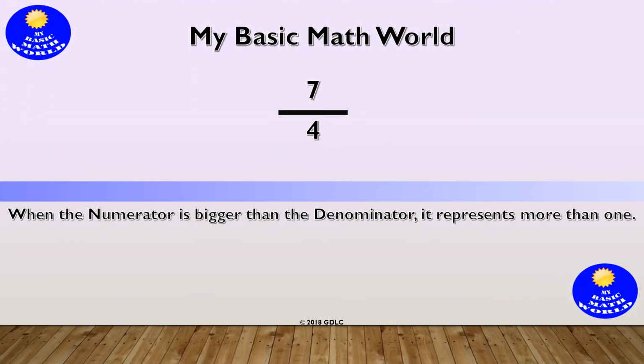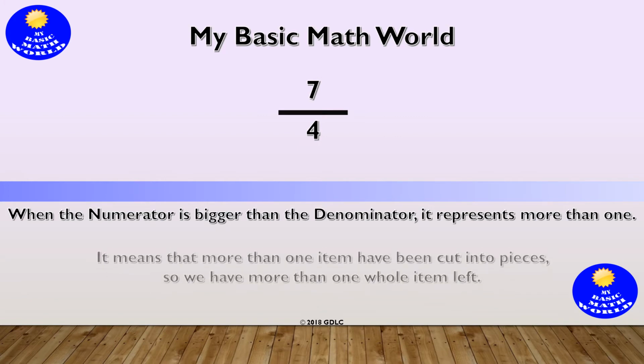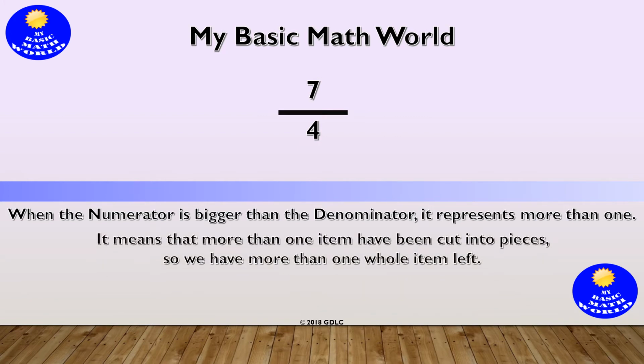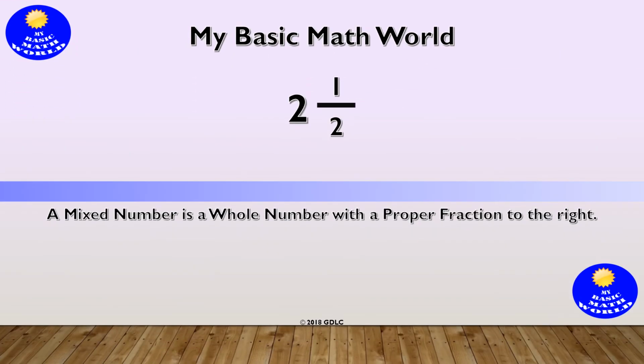When the numerator is bigger than the denominator, it represents more than 1. It means that more than one item have been cut into pieces, so we have more than one whole item left. A mixed number is a whole number with a proper fraction to the right.